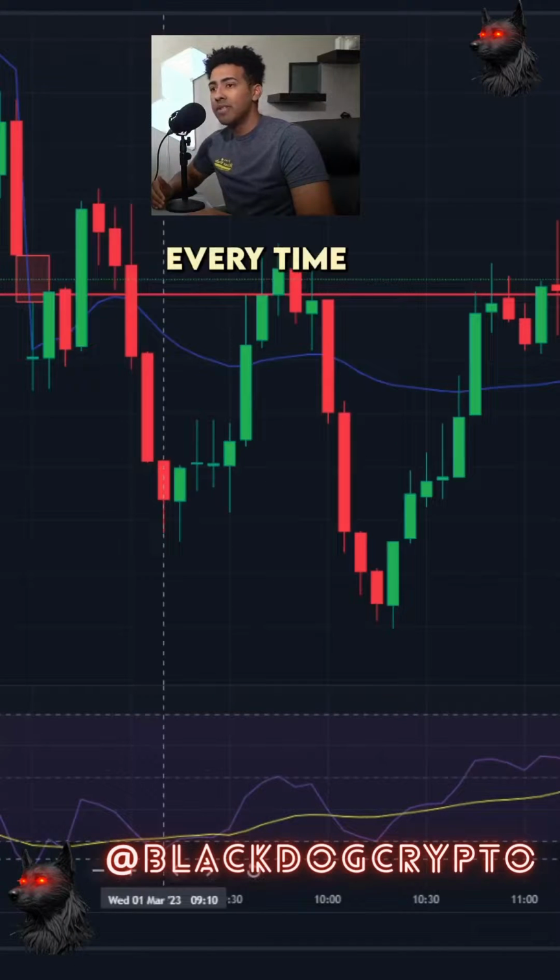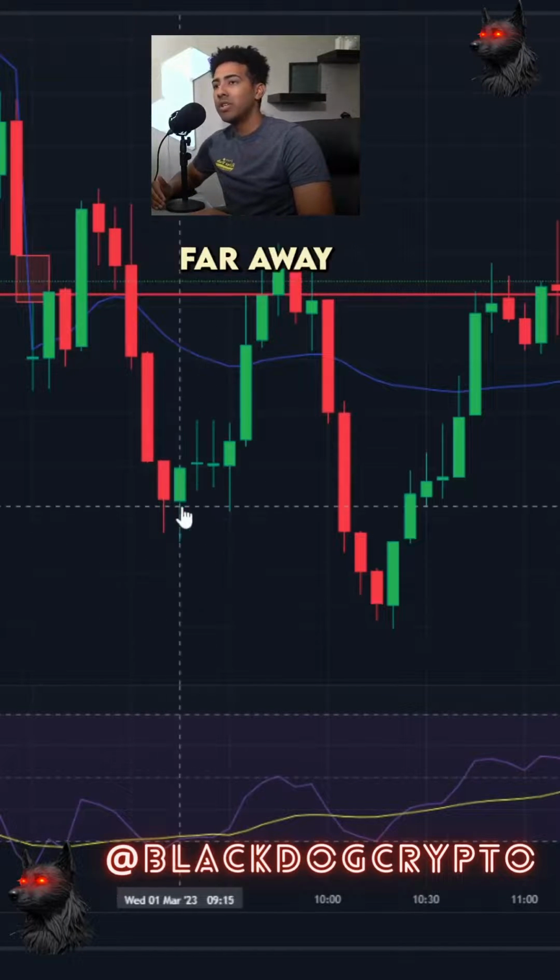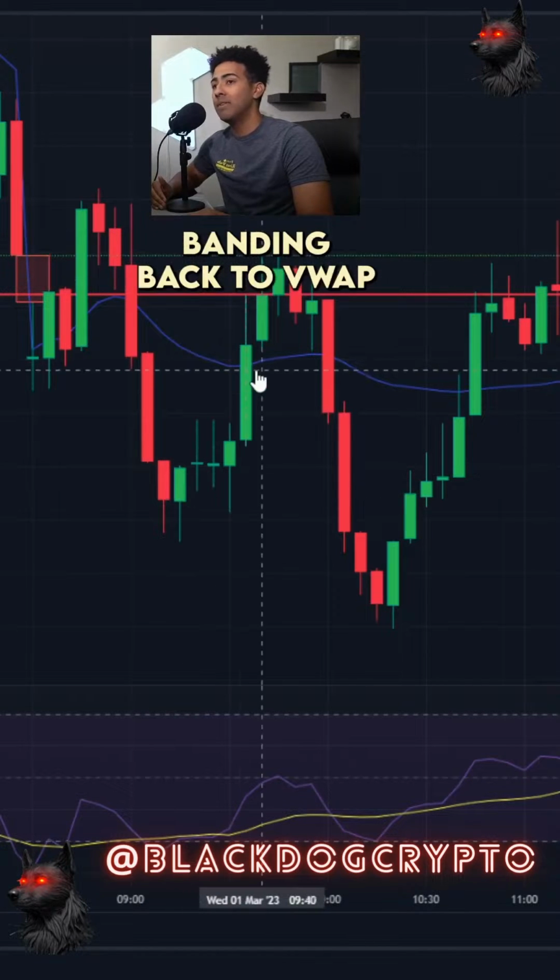So if you notice, every time we're oversold on the RSI, we're actually far away from VWAP as well, which means that we're going to end up rubber banding back to VWAP at some point in time.